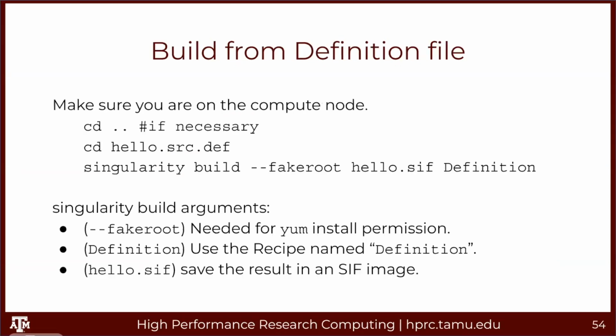So if we go to the next slide, once you have your definition file, you go into the directory where the definition file is, and then we're going to use Singularity build to build a container from the definition file. Recall that the order of the arguments is different than Charliecloud. It's destination first, source second. And fake root is an option that is needed for Singularity that was not needed for Charliecloud. So in Charliecloud, fake root is like the default. But in Singularity, fake root is not the default.